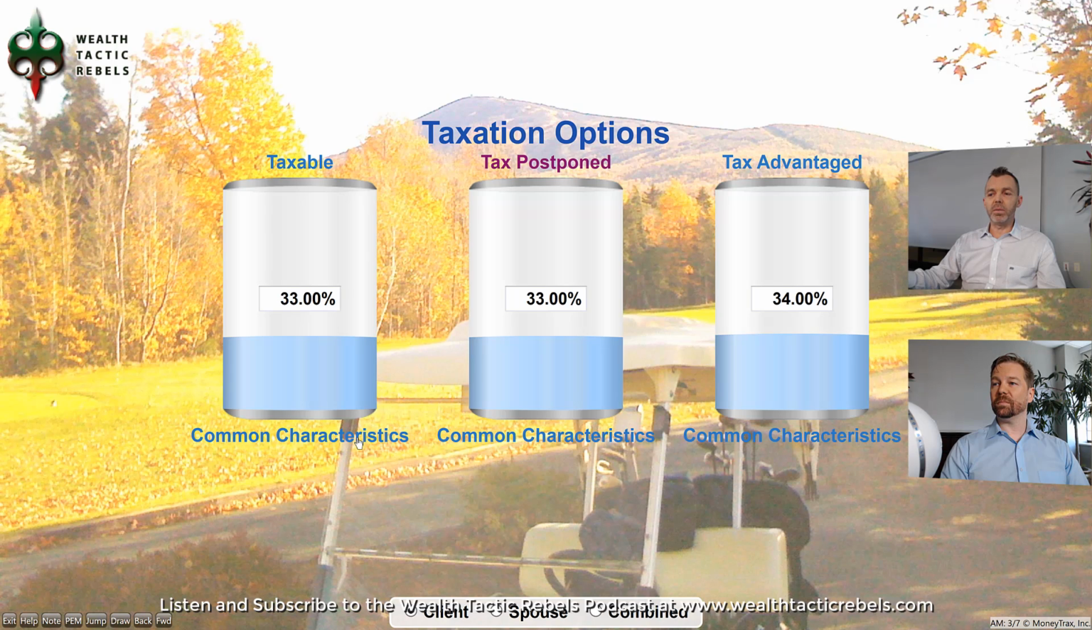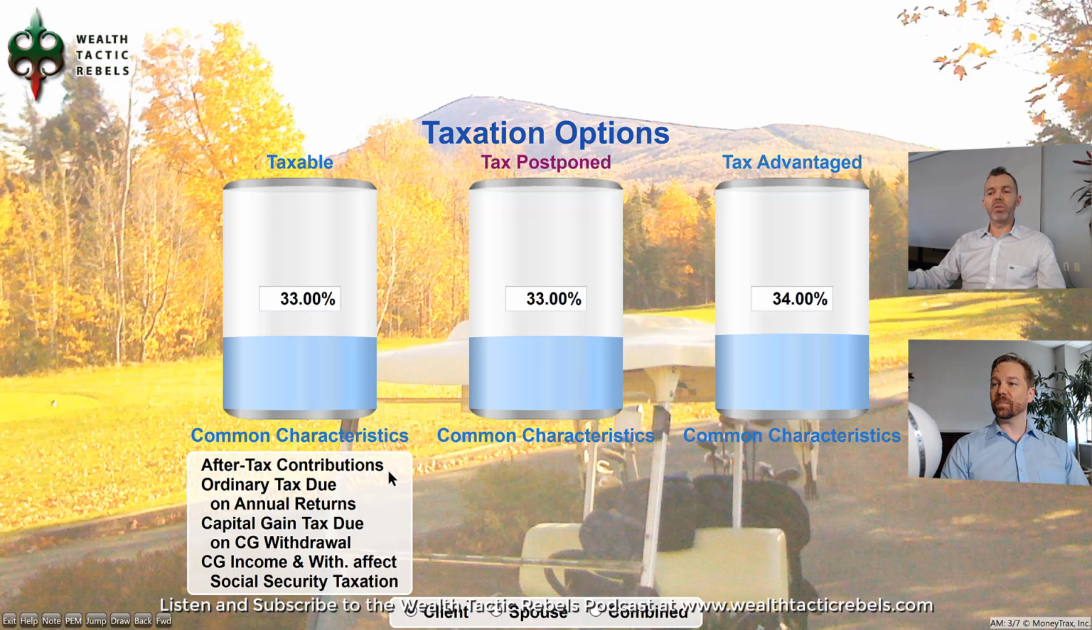Well, the taxable are after-tax contributions, ordinary taxes due on an annual return. You got to pay them. Unfortunately, even in years in which your account balance decreased, for instance, if you own mutual funds, you could still have to pay taxes, because of the dividends. Exactly. Capital gains are due when you withdraw money. So if there were gains on the account, you would have to pay taxes on those gains. And income does affect Social Security, meaning it is taxable for Social Security.